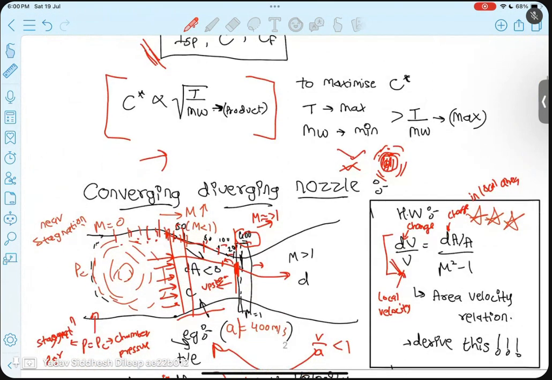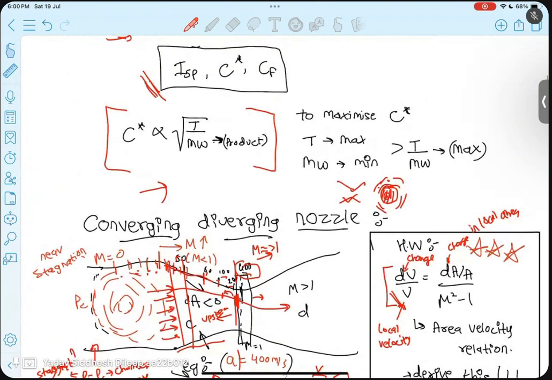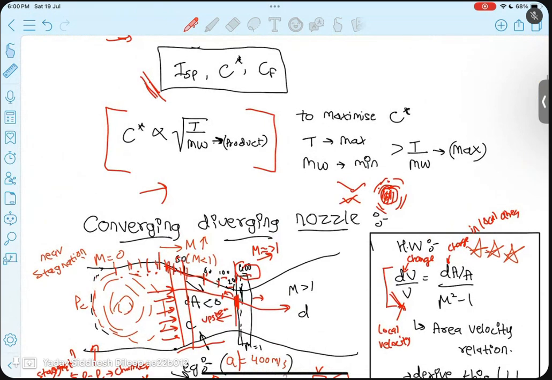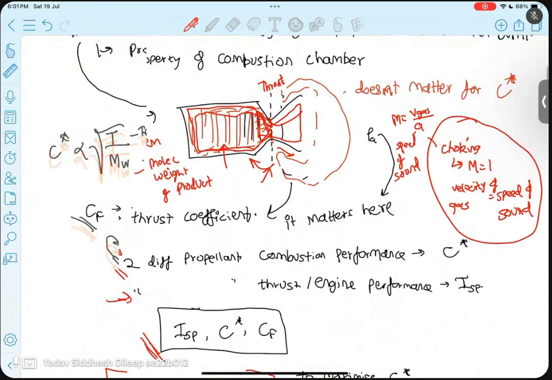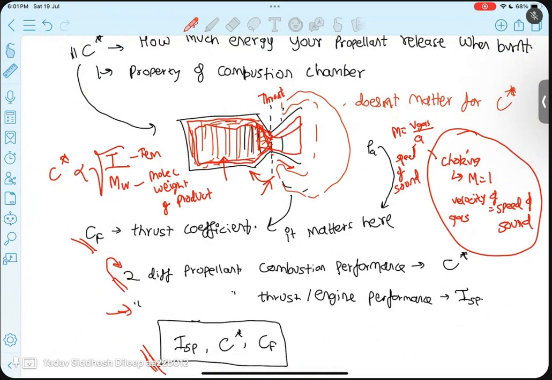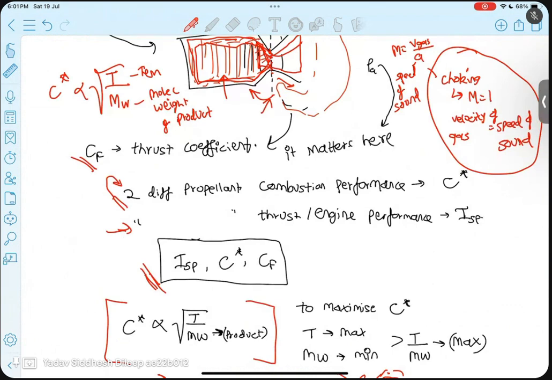Let's understand the next term, that is the CF, or the thrust coefficient. Let me tell you about the thrust coefficient now. One is the parameter of the chamber, another is the parameter of the nozzle. Depending on your nozzle design, how good your nozzle design is, your CF or thrust coefficient is affected, and hence your ISP is affected. For now, only understand this much. We will later talk about thrust coefficient in detail in the course.